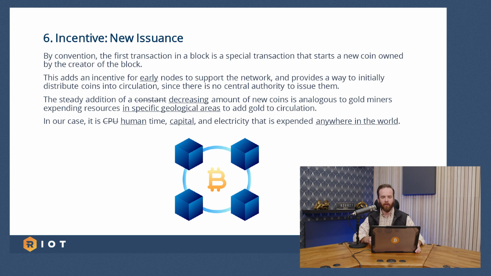By convention, the first transaction in a block is a special transaction, often called the Coinbase transaction. Nothing to do with the exchange. The exchange stole its name from Bitcoin, actually. But anyway, that starts a new coin issued by the creator of the block. This adds an incentive for early nodes to support the network, right?